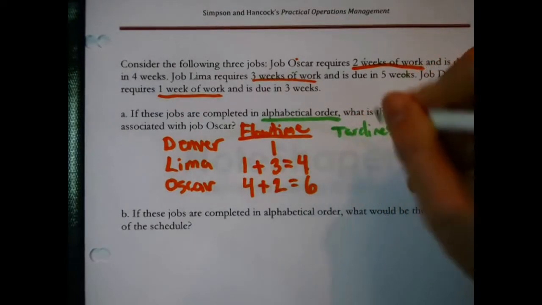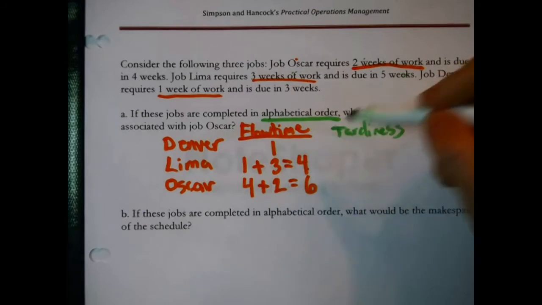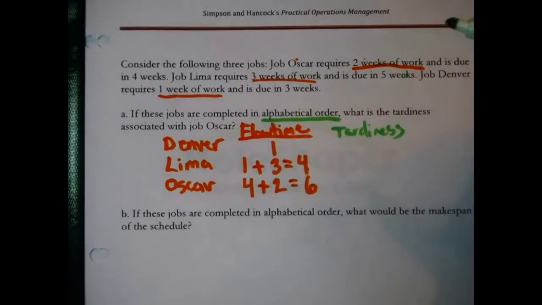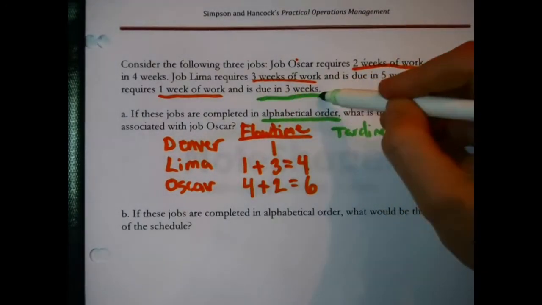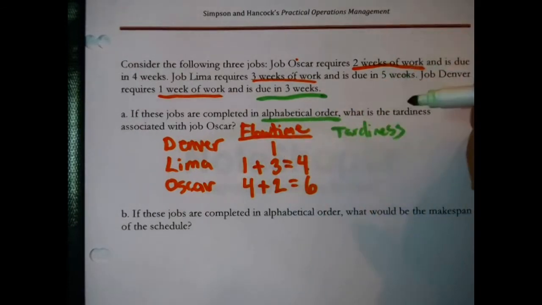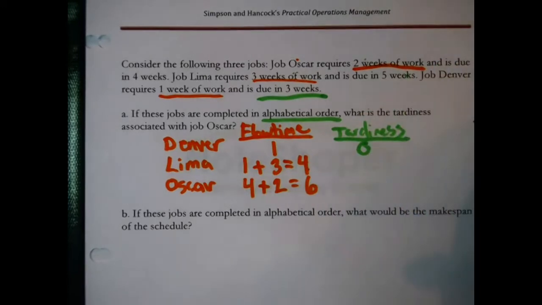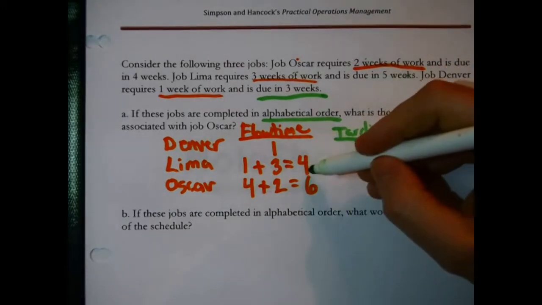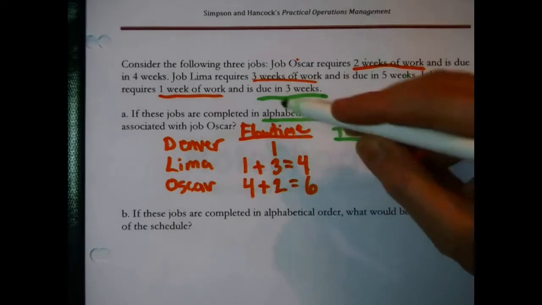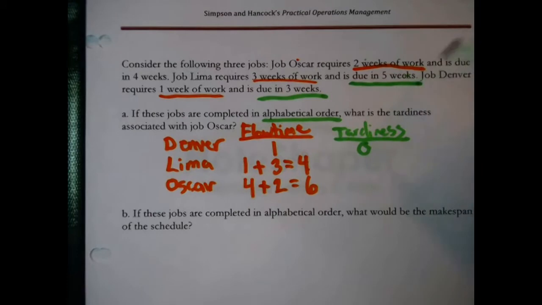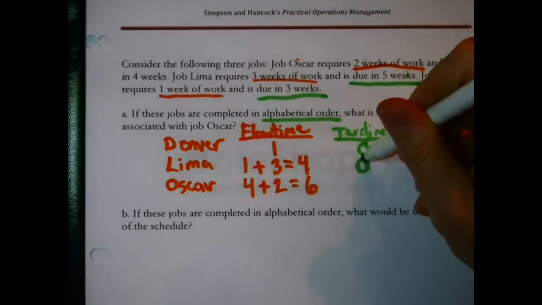That's where I take the flow time I needed and compare it to the due dates. The job called Denver will be done in 1 week. The flow time is 1 week. Denver is due in 3 weeks, so Denver will be done early, basically, or the tardiness is 0. The job called Lima, flow time is 4. It will be done in 4 weeks. Look up Lima. Job Lima is due in 5 weeks. Okay, so job Lima would be done early also, which means the tardiness is 0.